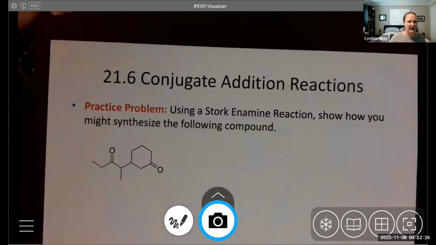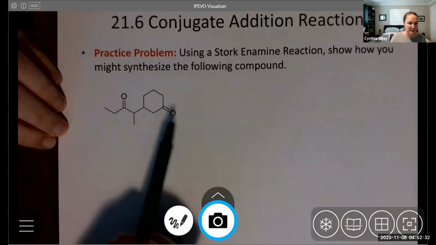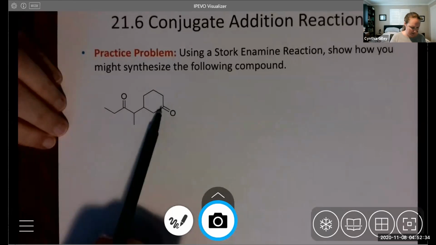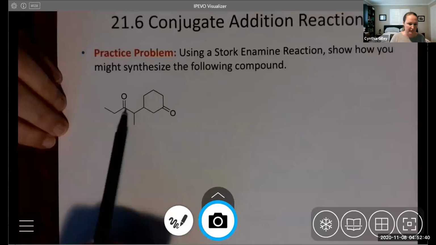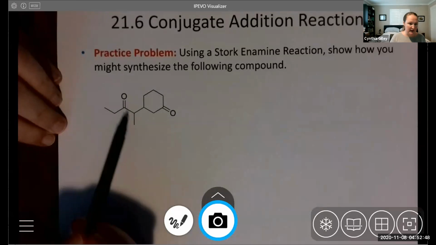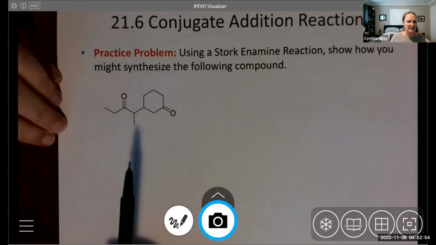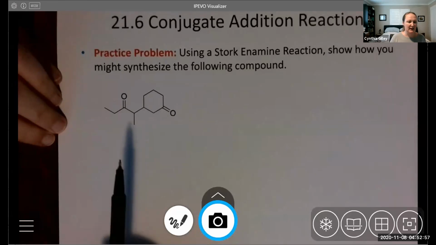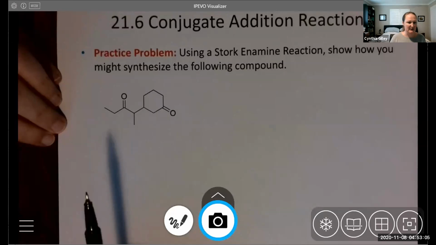Okay, let's go ahead and go over this practice problem. We talked about looking at the positioning of the functional groups. We have a carbonyl here at 1, 2, 3, 4, 5, or 1, 2, 3, 4, 5. Either way, we have a 1,5-dicarbonyl product. Because I don't have a third carbonyl or equivalent electron withdrawing group, I'm not thinking about using the classic Michael reaction. Instead, I need to use a Stork enamine reaction to make this product.